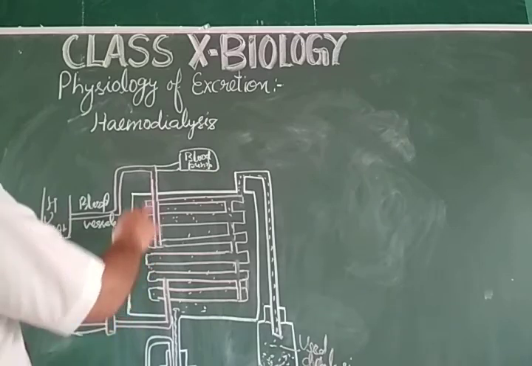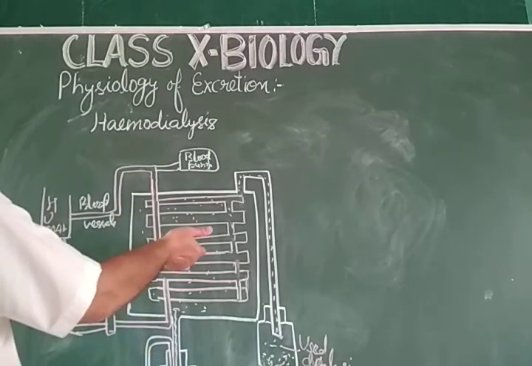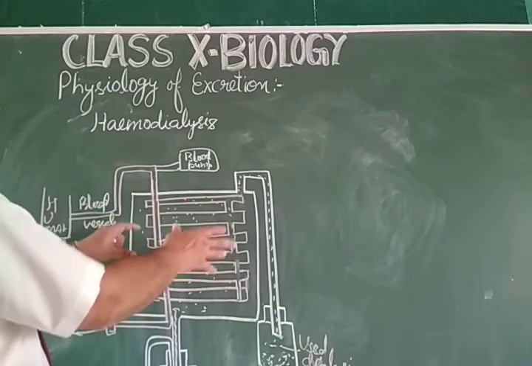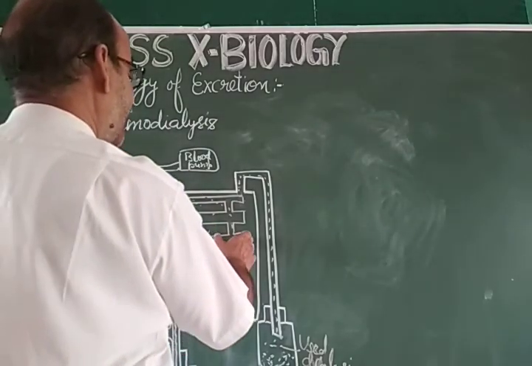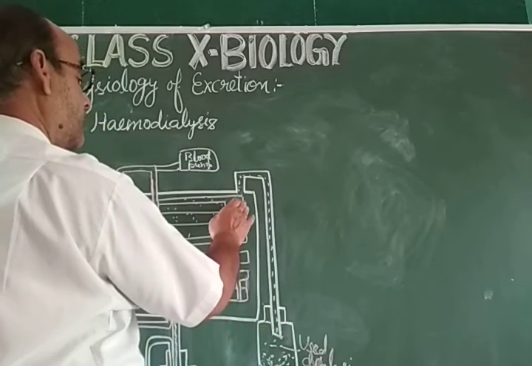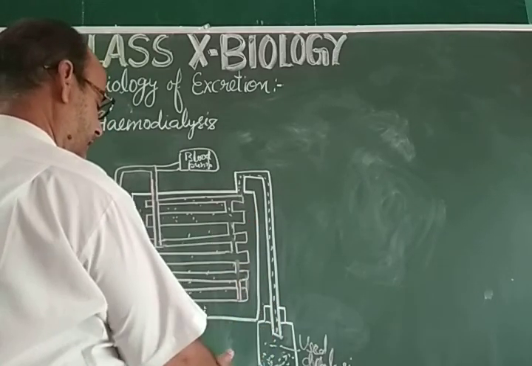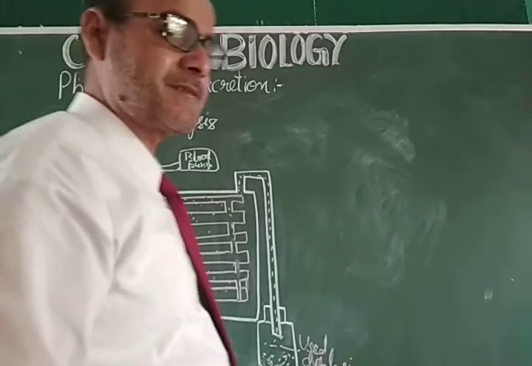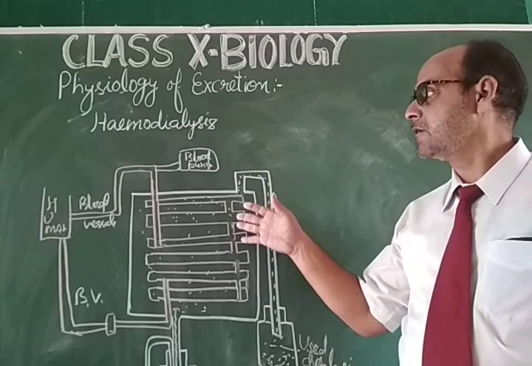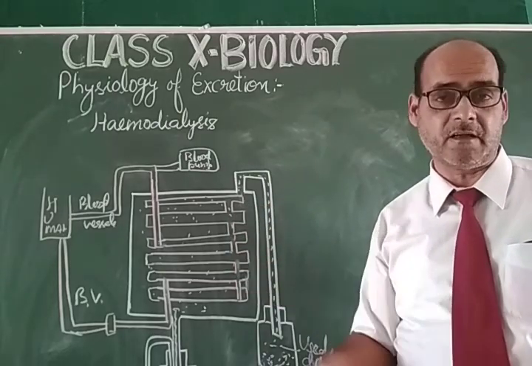Blood is supplied to this machine, dialyzing solution is supplied to this machine, and finally due to the high osmotic pressure in this machine, the urine gets collected into this collecting pot along with the dialyzing solution. The dialyzing solution extracts the nitrogenous waste from the blood in this hemodialytic machine. So this is the artificial kidney.